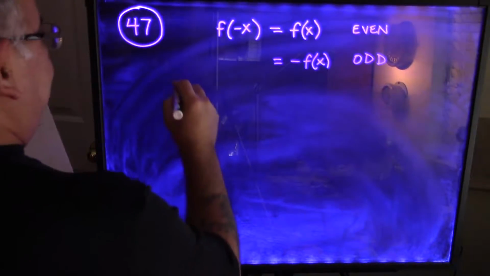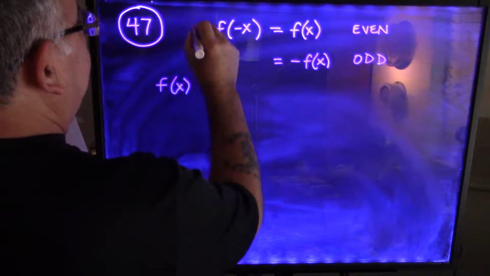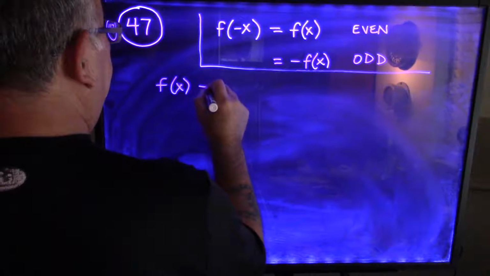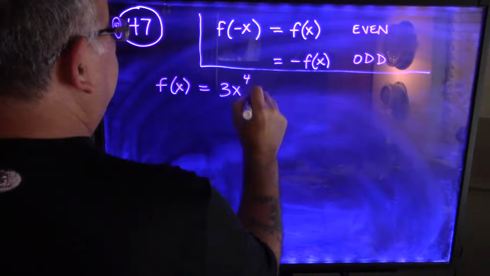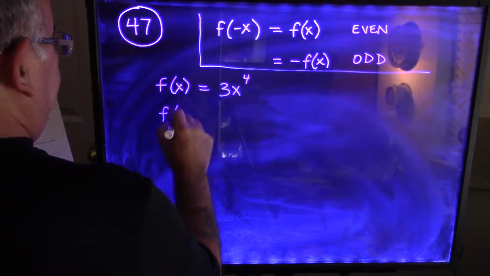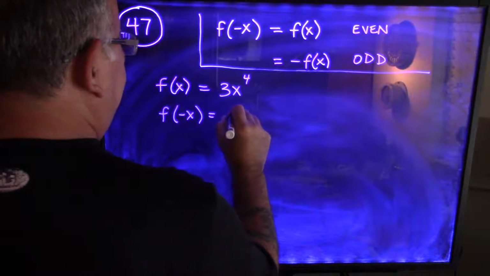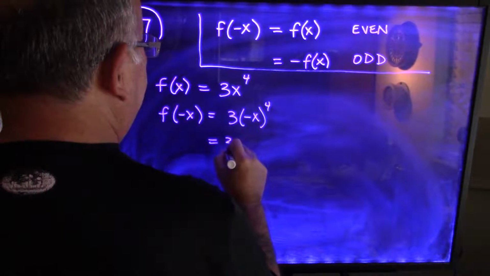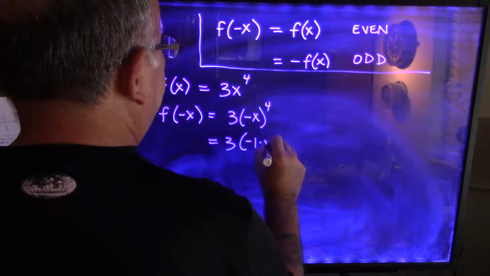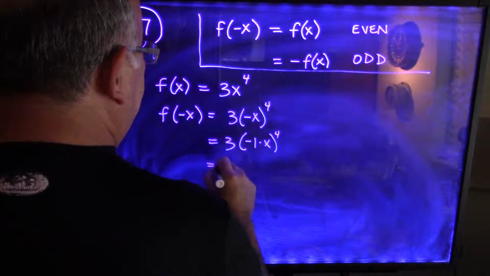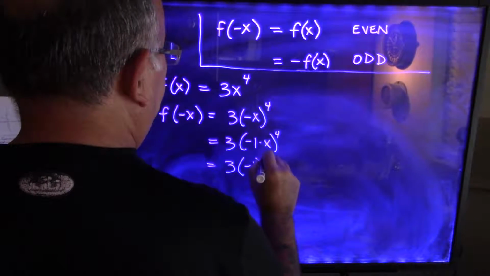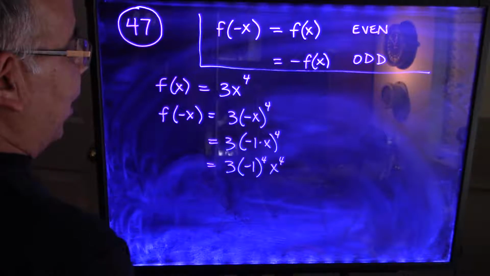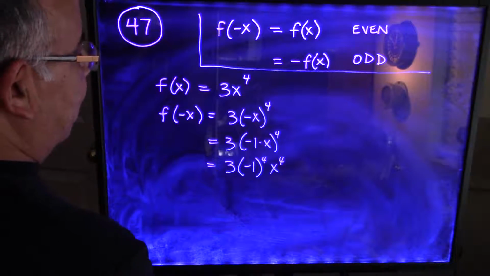So on this one we have f of x equals 3x to the fourth. So try f of negative x, see what happens. That equals 3 negative x to the fourth, which equals 3 negative 1 times x to the fourth, which equals 3 negative 1 to the fourth and x to the fourth, right? Remember, in parentheses, ab to the nth power is equal to a to the nth times b to the nth, alright?